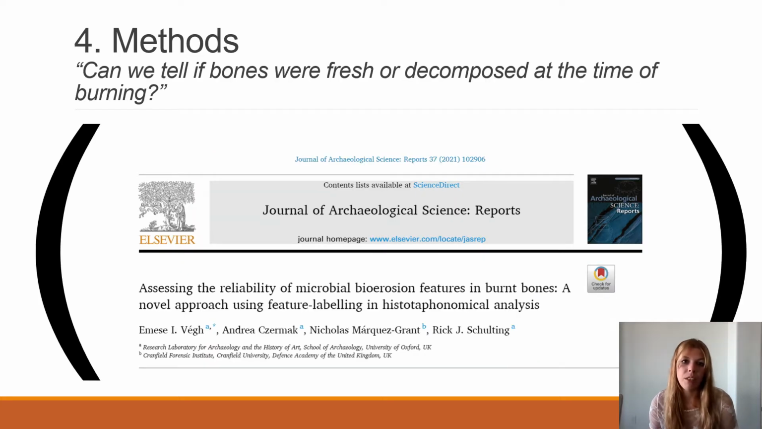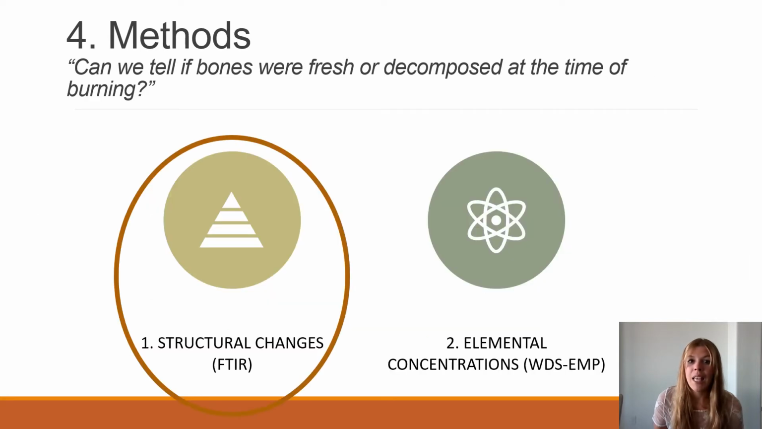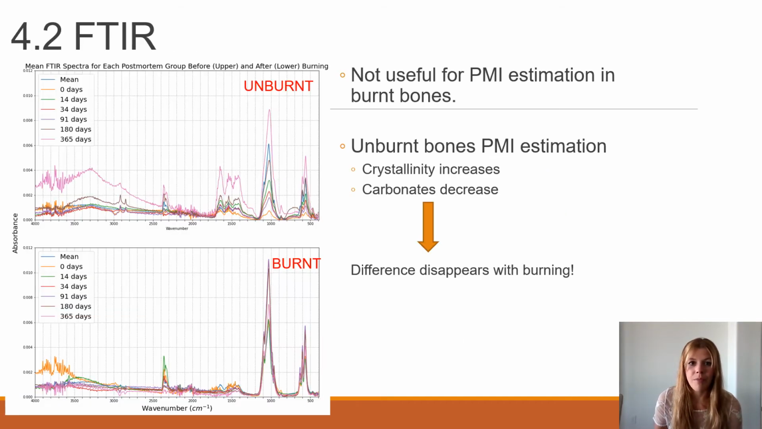Actually, I attempted other methods as well, such as histology, using microbial bioerosion features in burnt bones, but it wasn't successful, and we found that burning can produce bioerosion-looking features. So, although we'll be focusing on the microprobe results, first I want to show quickly what the structural changes tell us. FTIR was used to retrieve structural and molecular information from the unburnt and the burnt bones.